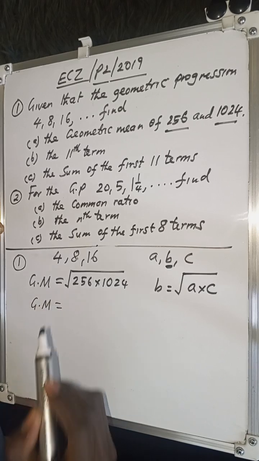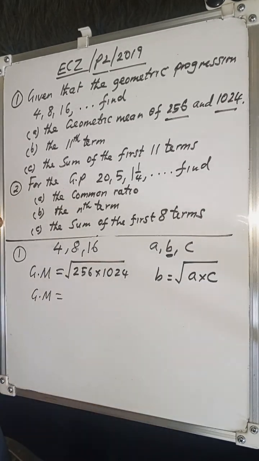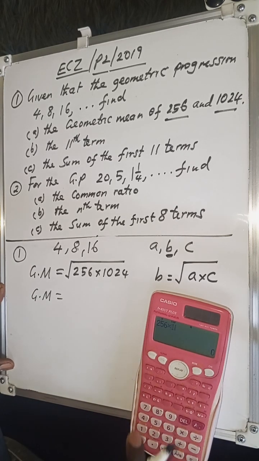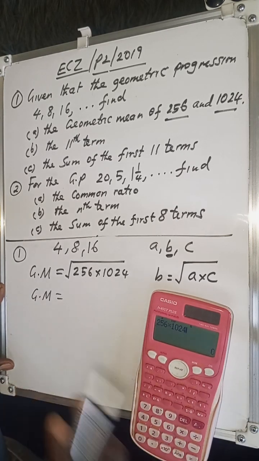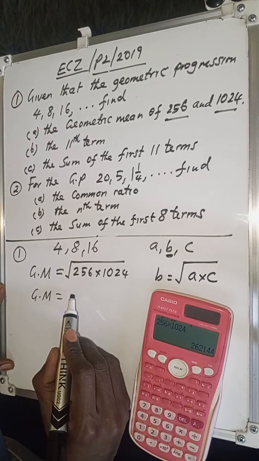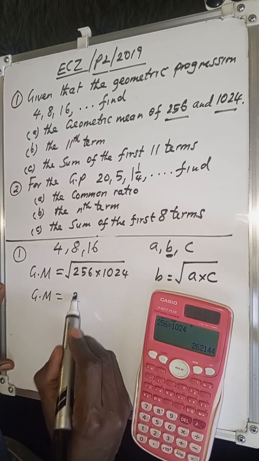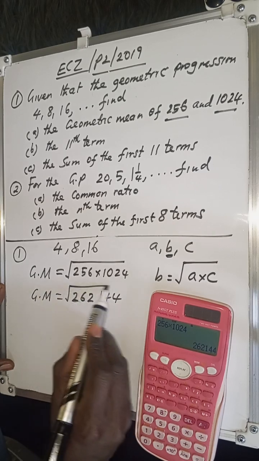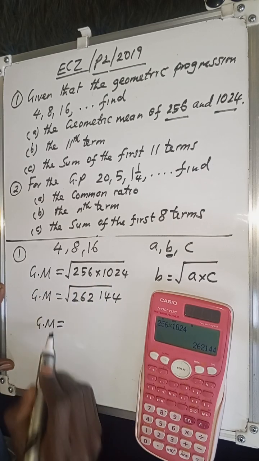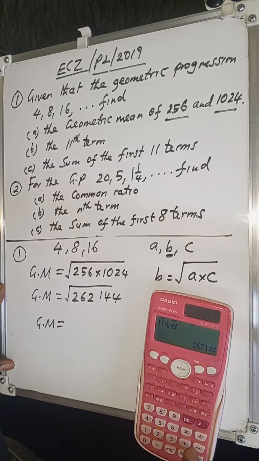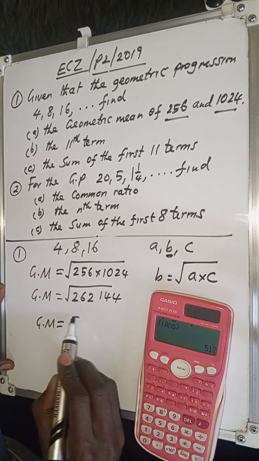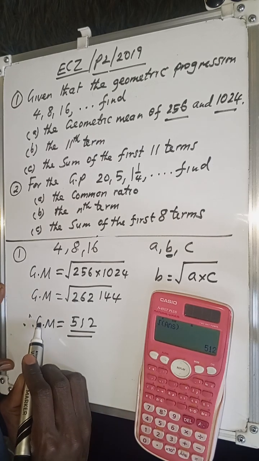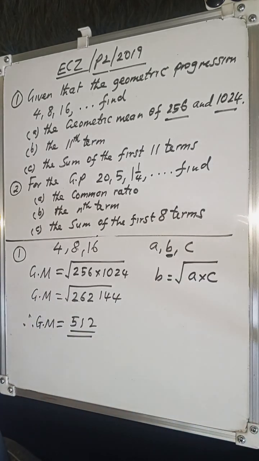So when we multiply 256 by 1024, it is giving me 262,144. Then we find the square root of that. What is the square root of the answer that we have there? It is giving me 512. So that is what we are calling the geometric mean.